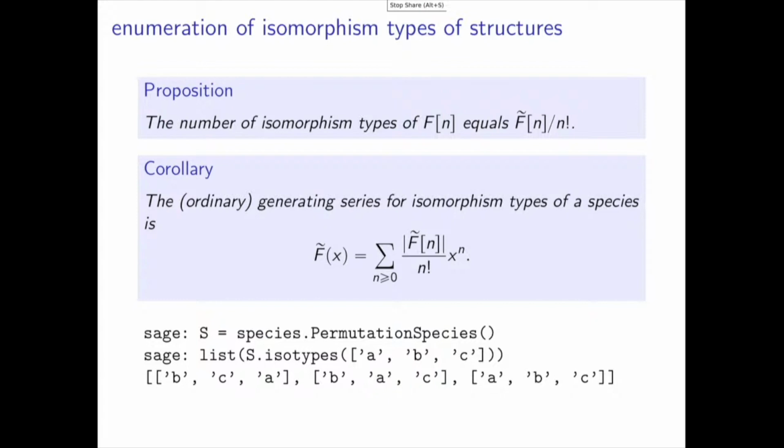There's of course only one isomorphism type. For linear orders, you should get only one. Please check all my statements in Sage.